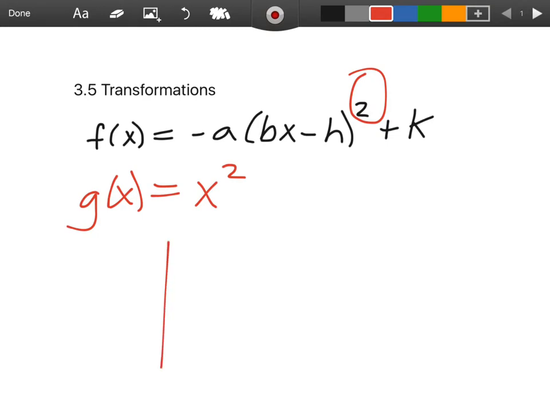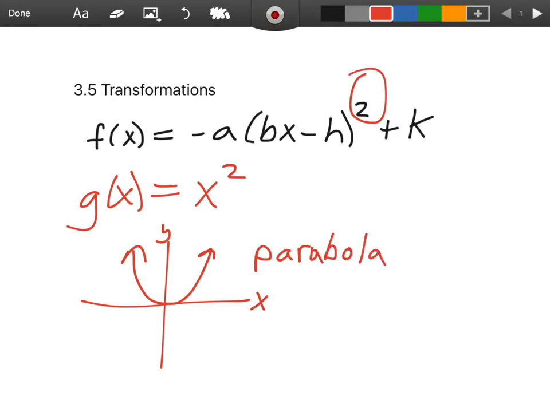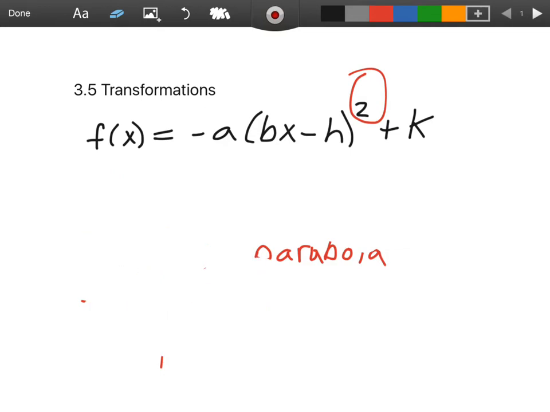Now, if you look at the basic x squared, it is a horseshoe looking shape. We call that a parabola. Okay? So, that's what we're starting with. Now, I'm going to erase all this. I already have everything on here, and I'm going to list how those change our graph.